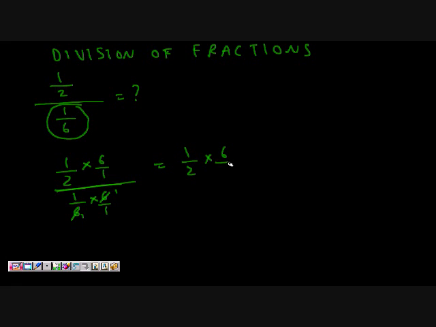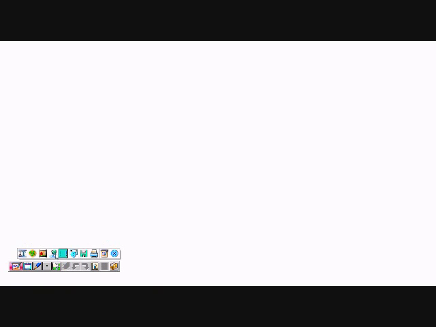So now 2 goes into 2 one time and 2 goes into 6 three times. So this is 1 by 1 multiplied by 3 and 1 by 1 multiplied by 1, which is 3. So 1 by 2 divided by 1 by 6 is equal to 3. Let's take one more example: 5 by 9 divided by 6 by 10.